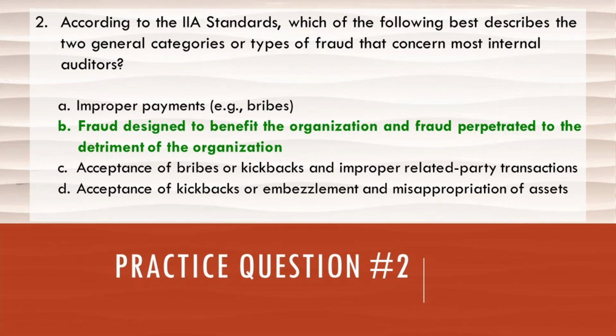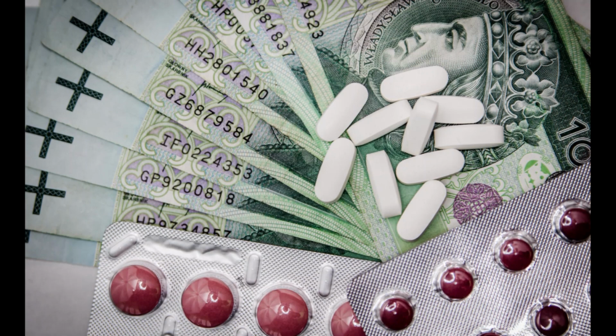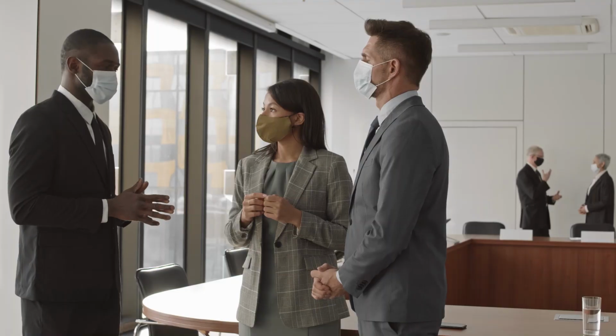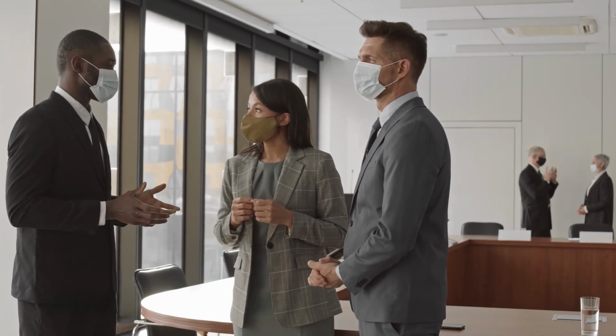And that's because improper payments is a fraud type that is designed to benefit the organization. Hey, I'm going to bribe you so that you can do this for my organization. Also, C and D, which involve kickbacks and bribes, also benefit the organization. So kickbacks are when you may sell a product to one company, but then in exchange for their service, they give you maybe 10% back. They kick back a certain percentage of that revenue to you.